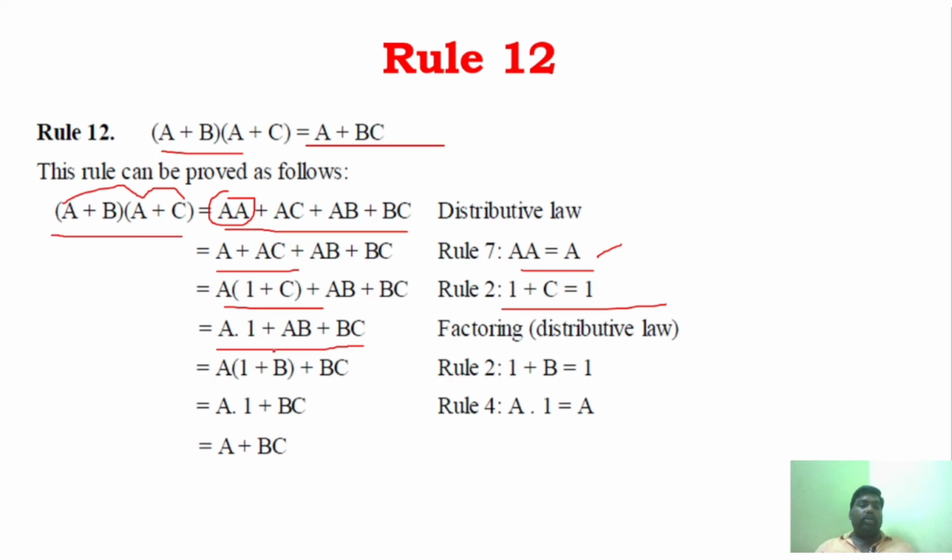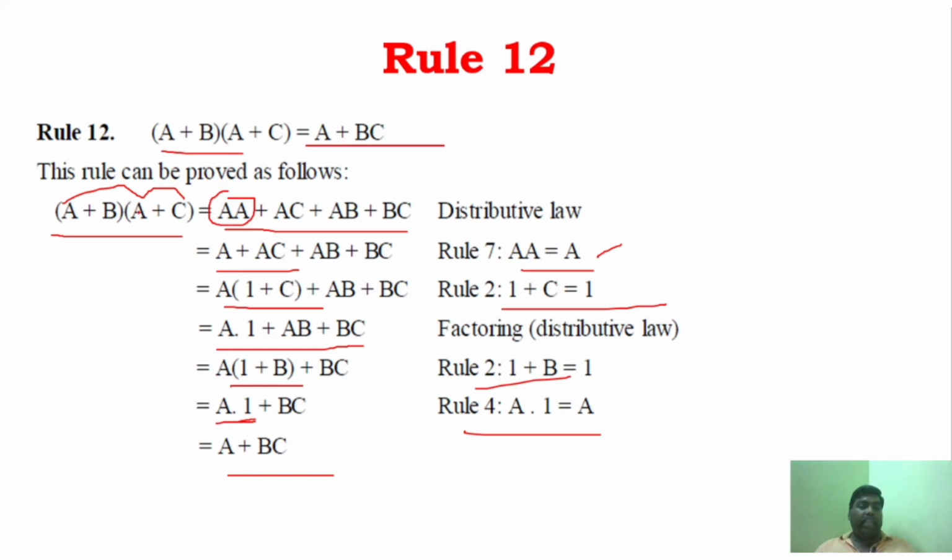So now using this expression, what can you do? You can take A as common. Now 1 plus B, correct? And once again 1 plus B is equal to 1, so we can write it as A. So that is A plus BC. That is rule 2 and rule 4. Very simple, right? You just have to apply the rules and regulations. I repeat it again: what I am doing is just expanding this expression, right?